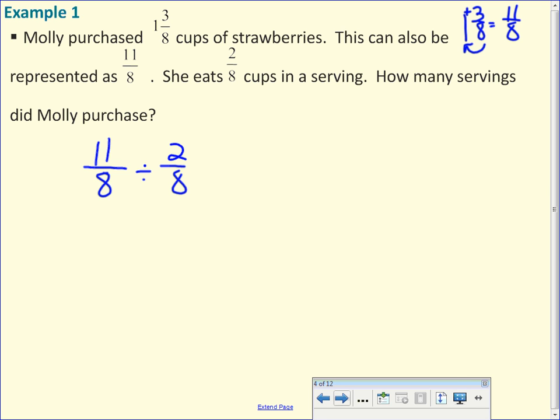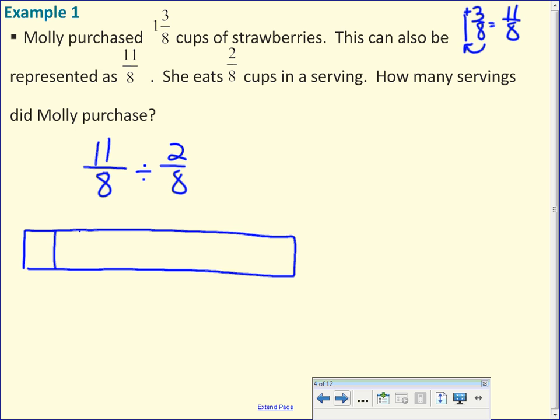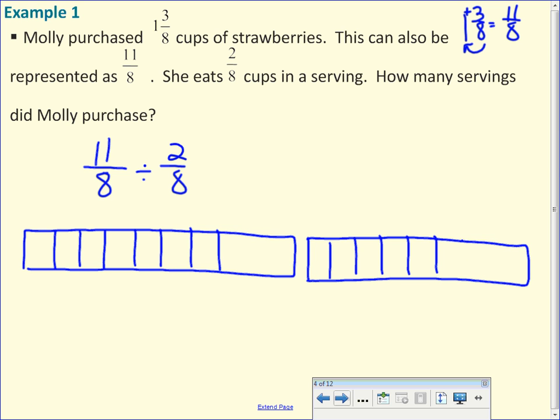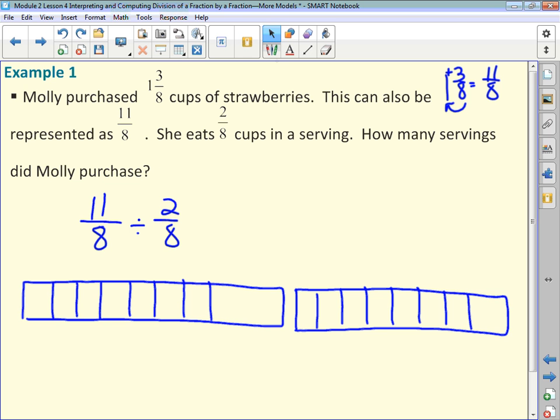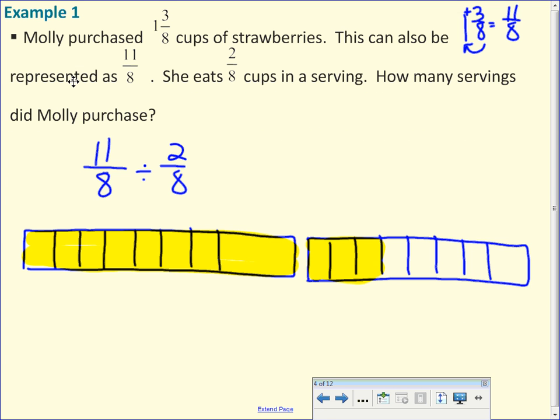All right, so how are we going to do this? Exactly like we did it yesterday. Let's see, 11/8. You can do a number line if you prefer. So here's 8/8, 9, 10, 11. Now I have a tape diagram, or a number line if you prefer, that illustrates 11/8. In my 11/8, how many servings of 2/8 can I make?